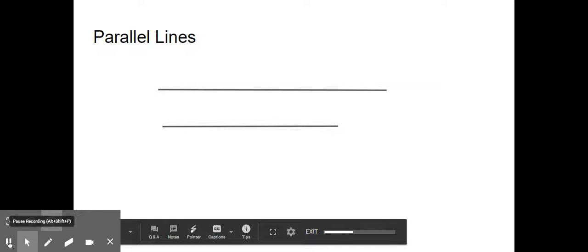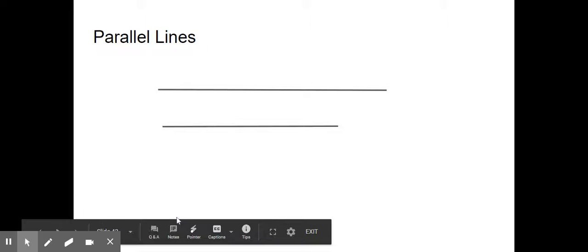Look at these 2 lines. What do you notice about them? One thing I notice is that these lines are straight. I also notice that these lines look like they could be sides of a shape. I also notice that these lines are the same distance apart. They never get farther from each other, and they never get closer to each other.